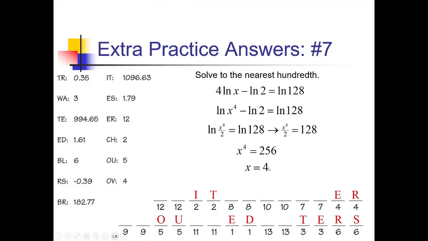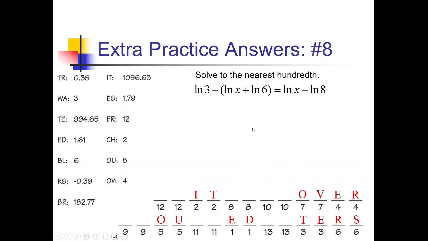Now technically, the answer would be plus or minus 4. Because you just took an even root, I could raise negative 4 to the 4th power and also get 256. However, if you were to plug in negative 4 up here, you would be taking the log of a negative, which would make the original undefined. So we actually don't need the negative 4 as an answer, just the positive 4, which actually doesn't make anything undefined. So 4 is OV right there. That's going in spot 7, problem 7. So we have an O and a V right there. And that looks like the word over, but who knows? We need to see what comes before it first.